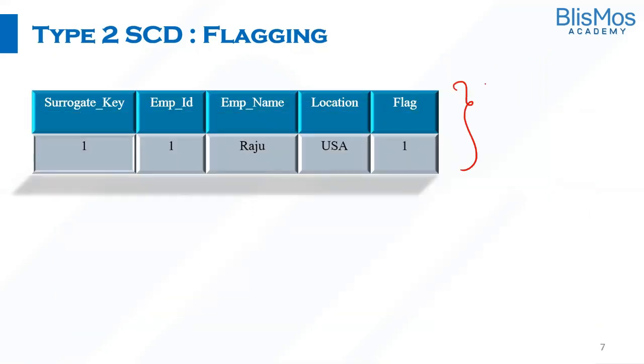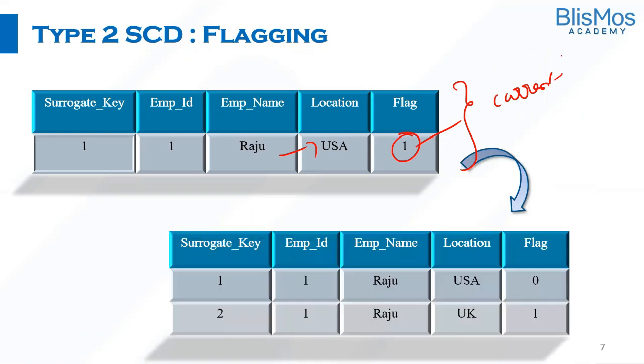Let us take an example here. The previous location before the change of the data, before Raju moved out of this location, the flag is 1 here. That means it's a current flag. Currently, Raju is staying in USA, but he shifted to UK. In that case, USA location flag is put to 0 and UK location is set to 1.